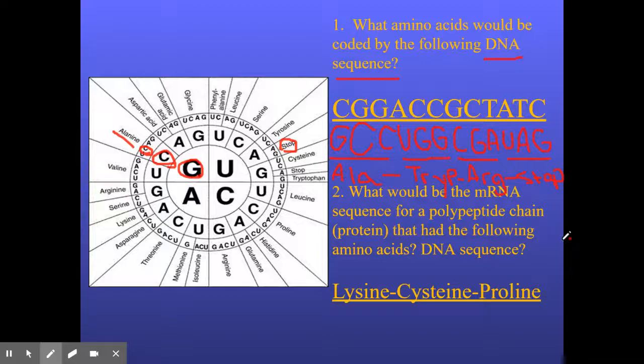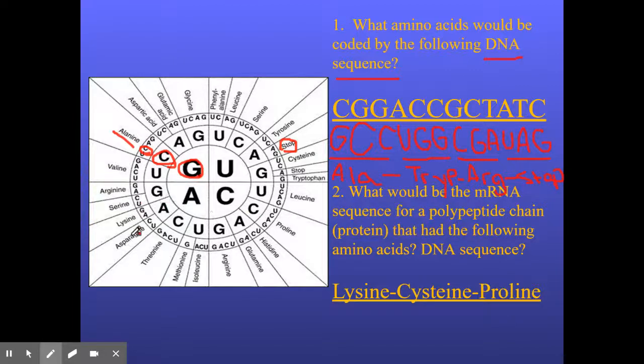Now, I can't tell you which chart they'll give you because they could give you this one, which I think is a little harder. That's why I chose it to show you, than the other one, which is pretty simple. All right, so we're going to know what would be the mRNA. Let's go backwards because they are going to ask you both ways. What would be the mRNA sequence for a polypeptide chain that has the following amino acids? All right, so if you're going backwards, lysine, cysteine, proline, you would have to go backwards, wouldn't you?